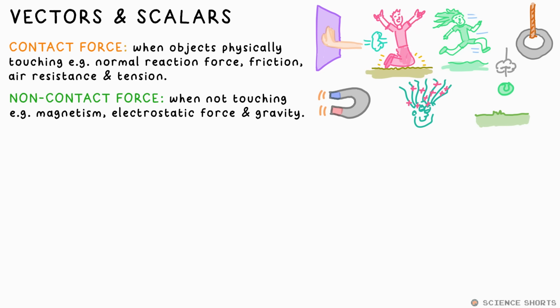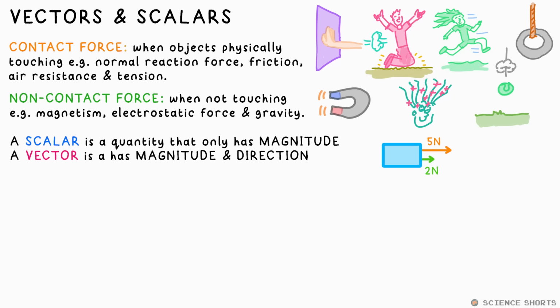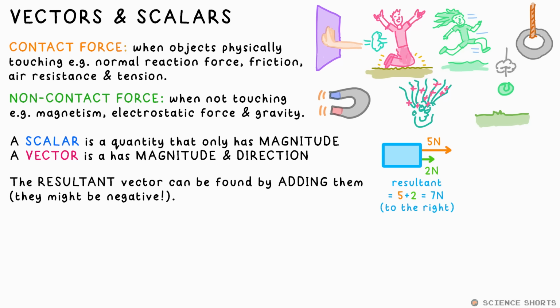Contact forces include friction, air resistance, tension, and a normal contact force. Normal means that the force is at right angles to the surface. The important thing is that we can represent forces with vectors, that is, an arrow that shows the direction and magnitude of the force. The magnitude is the size of the force, and that's indicated by the length of the arrow.